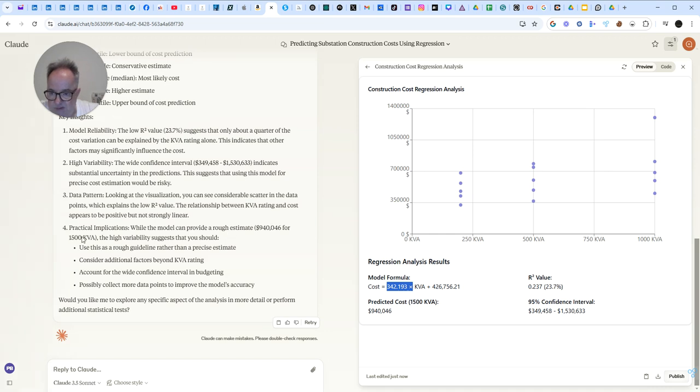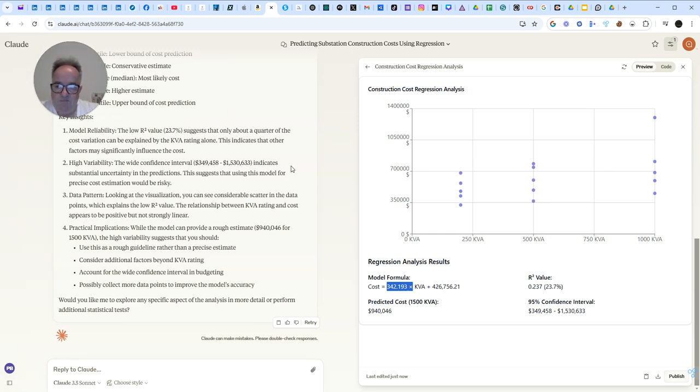So it's going to give us a rough estimate, but with that high variability you should use this as a rough guide, consider additional factors, account for a wider range, possibly collect more data points. So it's also giving you scenarios of what to do. So I hope this gives you a broad understanding of Claude and how it can be used, and how we can basically take the results from situations like this and immediately know whether we have something that is going to be predictive or not.